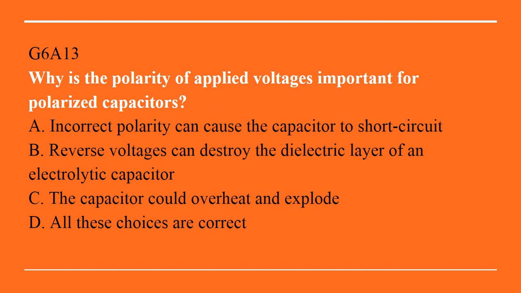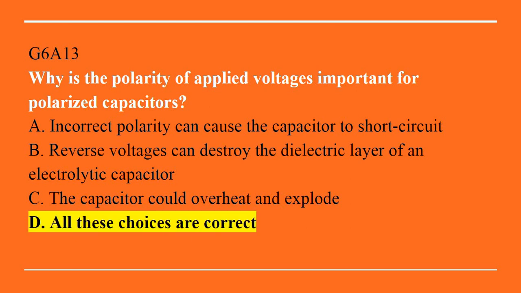G6A13. Why is the polarity of applied voltages important for polarized capacitors? A. Incorrect polarity can cause the capacitor to short circuit. B. Reverse voltages can destroy the dielectric layer of an electrolytic capacitor. C. The capacitor could overheat and explode. Or D. All of these choices are correct. Answer is D. All of these choices are correct.